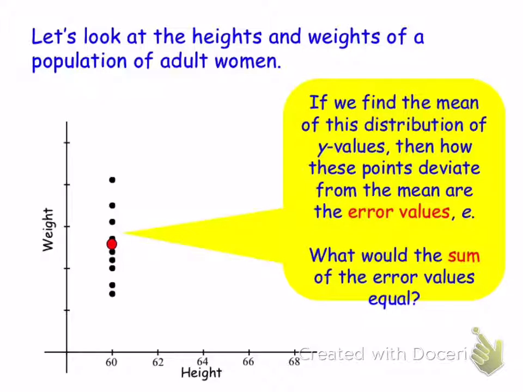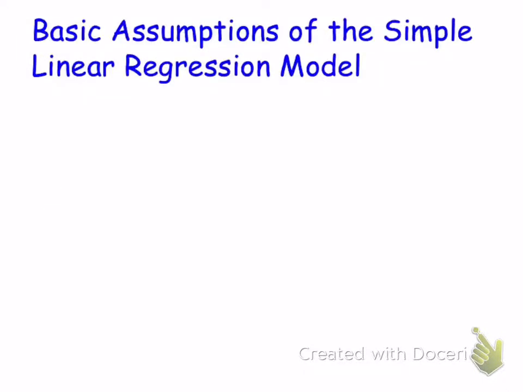So here's my mean of my X's in the middle. If I were to calculate the errors or the residuals, what would they add up to? Does anyone remember that? Zero. Because you have some that are above and then some that are below. And that's what the mean is, that they add to 0.